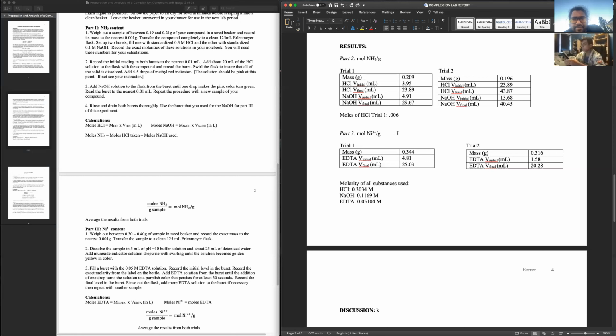So 29.67 minus 4.91. I get 0.0028. Oh, you divided by 1,000? Yeah, I already did that. And then times it by the molarity. Oh, you multiplied it by 0.1169? Yeah. Good job. So that should be moles of NaOH in trial 1.